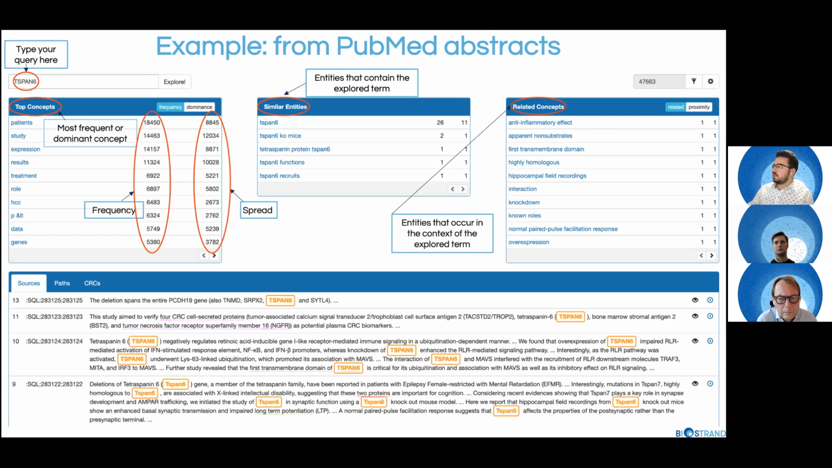Another thing that you get from this UI is the related concepts, which are basically entities that occur in the same context as the explored term. And so this is quite important because then you can see that it captures the relationship between a concept and another concept. And this is basically all you have here associated to t-span 6. And something else that you can look at are the sources where this concept has been retrieved, which is very important because then you can actually bring up the knowledge about the context with respect to that query.